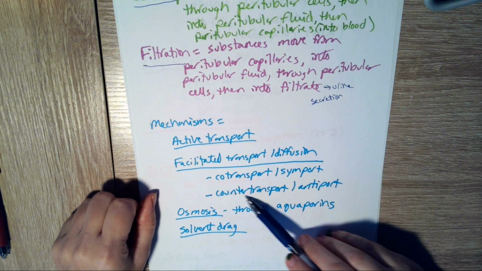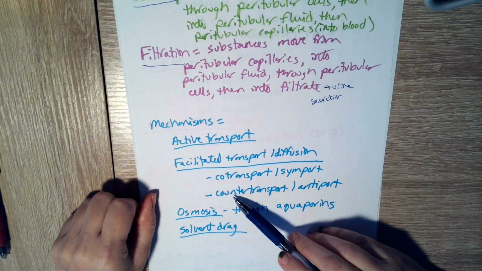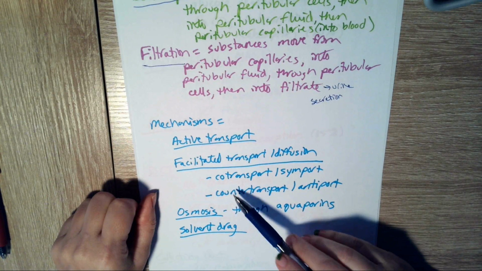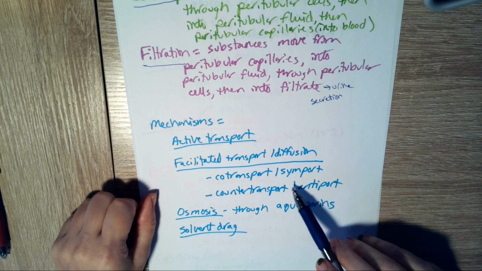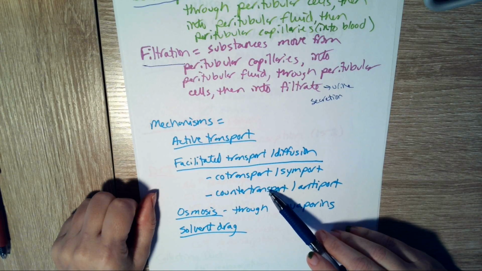Now we can also have the same situation where we have a carrier protein and an ion is moving with its gradient either into or out of the cell, and then another ion is moving in the opposite direction. So if one is going into the cell, the other one's going out of the cell, and vice versa. And that's called counter-transport or antiport. So they're just moving in opposite directions. And again, only one has to be moving with its electrochemical gradient. The other one could be moving against its gradient.